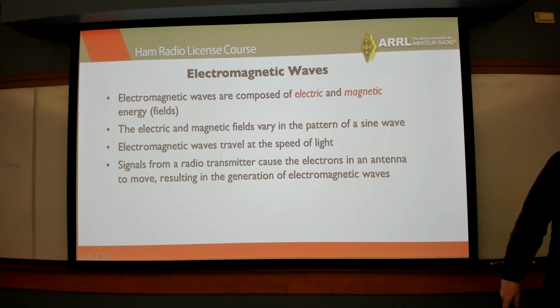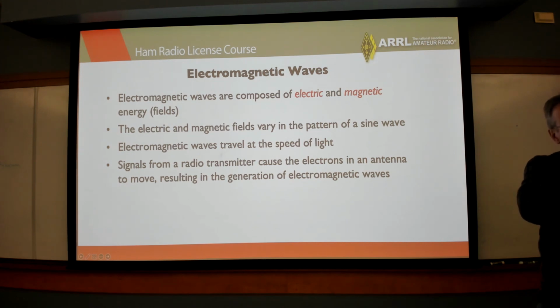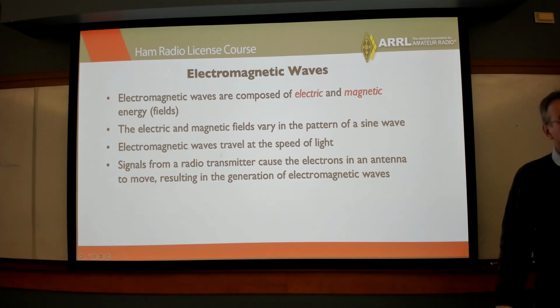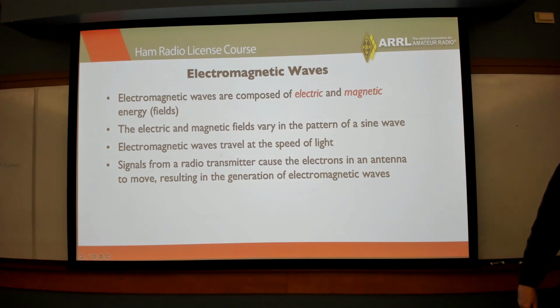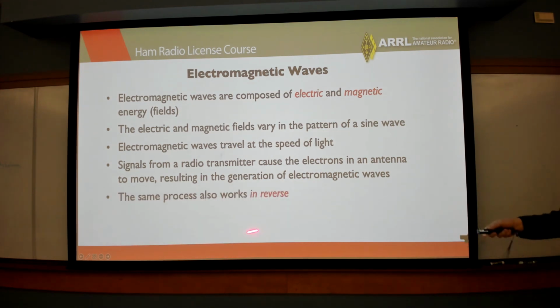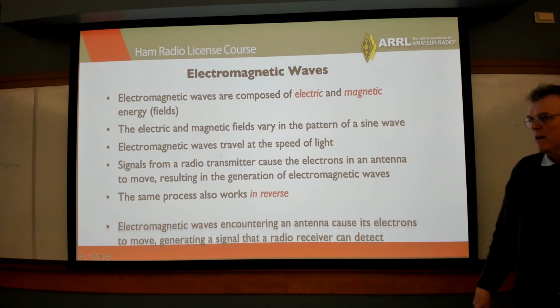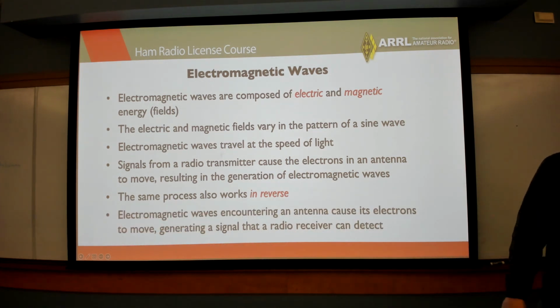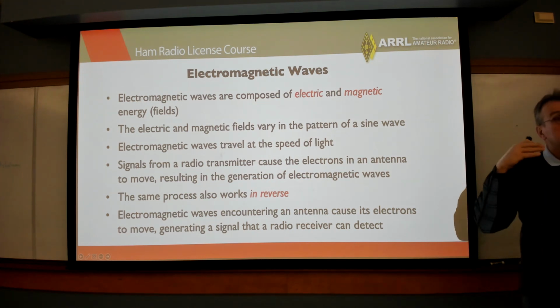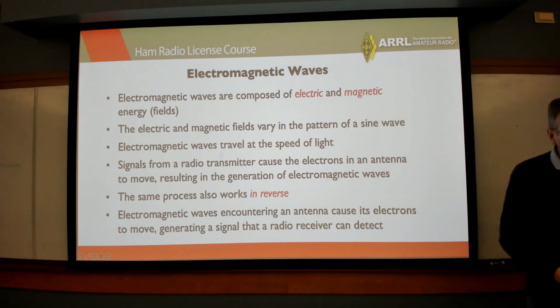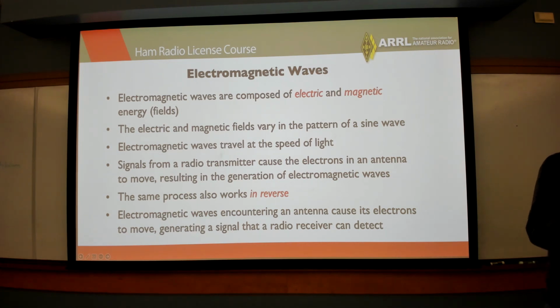So in other words, when I talk on the radio, my transmitter is generating an electric signal which goes into the antenna, and the antenna then generates an electromagnetic wave which other people can hear. And the same process works in reverse. If I am listening, receiving on my radio, I'll be picking up electromagnetic waves sent out by other transmitters, and they in turn will cause electrons to move within that antenna, and that converts to an electric signal that my radio, my receiver, can then pick up.